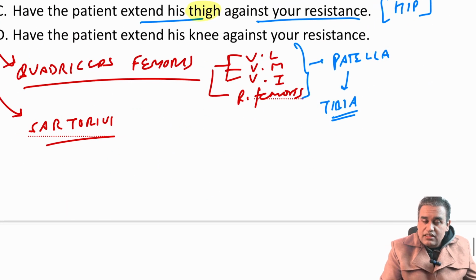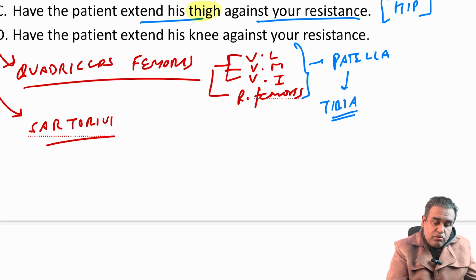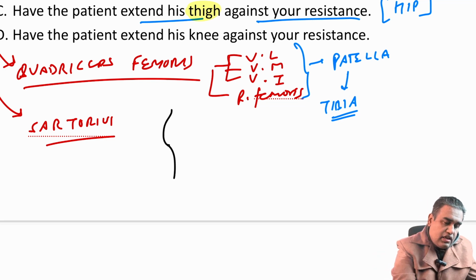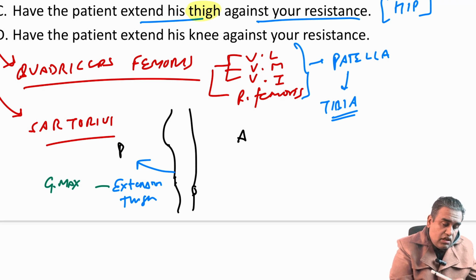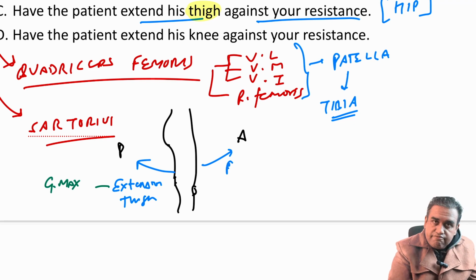And what is extension of the thigh? Extension of the thigh is moving your lower limb behind, posteriorly. Let me try to show you. Suppose this is a person, the buttock region and the lower limb. This is the knee, this is anterior, that is posterior. Moving the thigh and the femur posteriorly is known as extension of the thigh. This is caused by gluteus maximus.